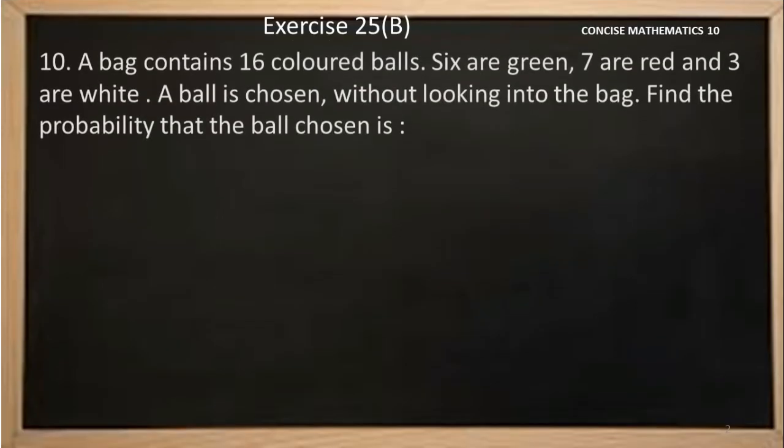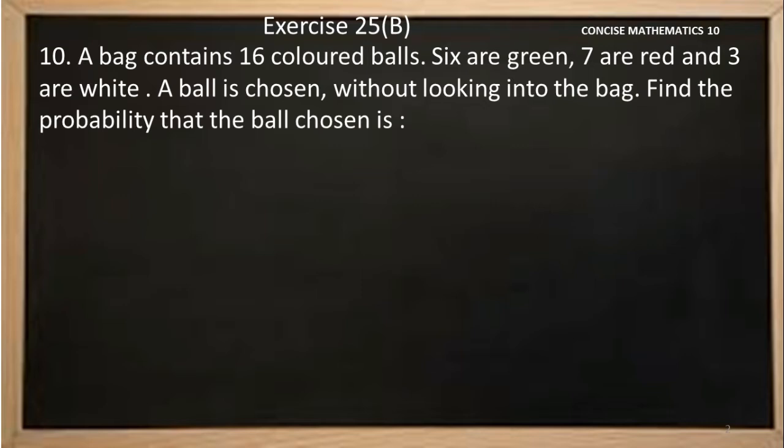Question number 10. A bag contains 16 colored balls, 6 are green, 7 are red and 3 are white. A ball is chosen without looking into the bag. Find the probability that the ball chosen is red, not red, white, not white, green or red, white or green, green or red or white.